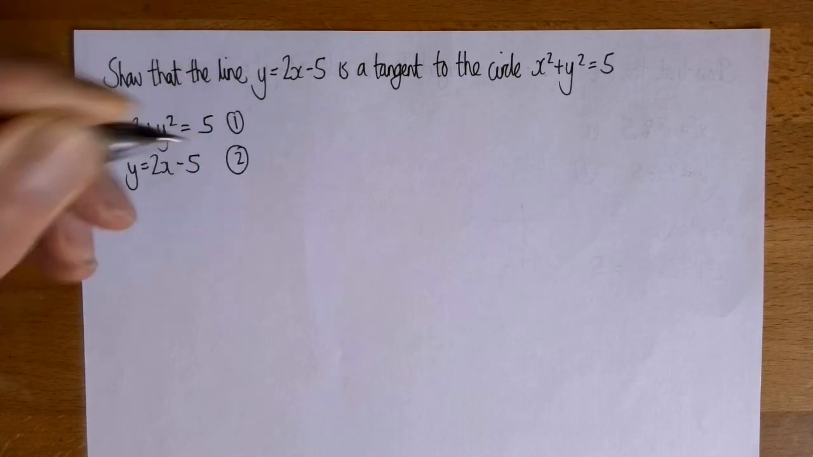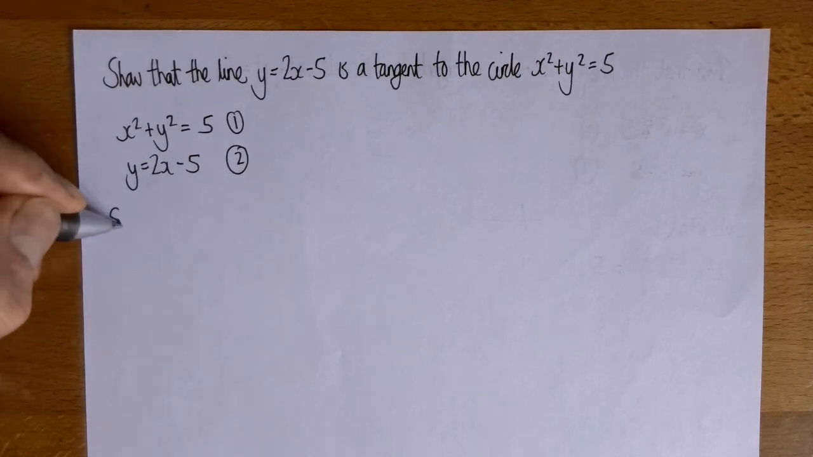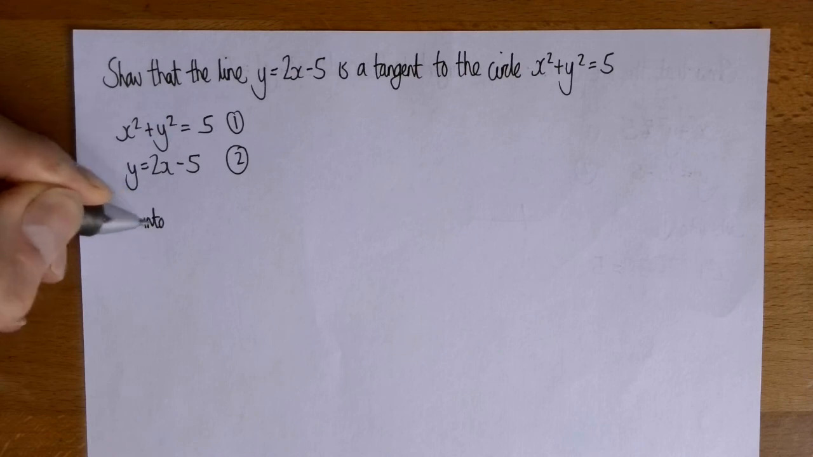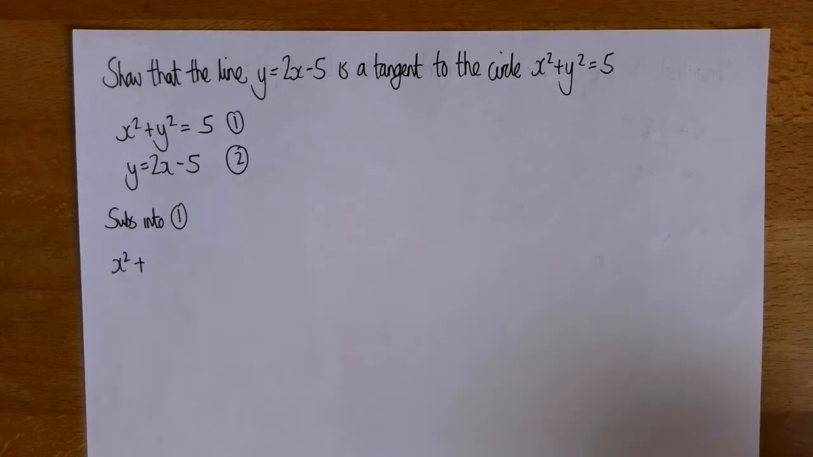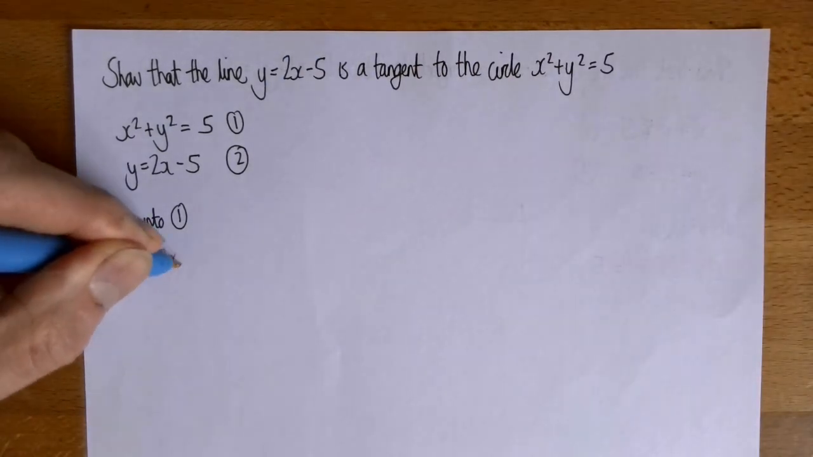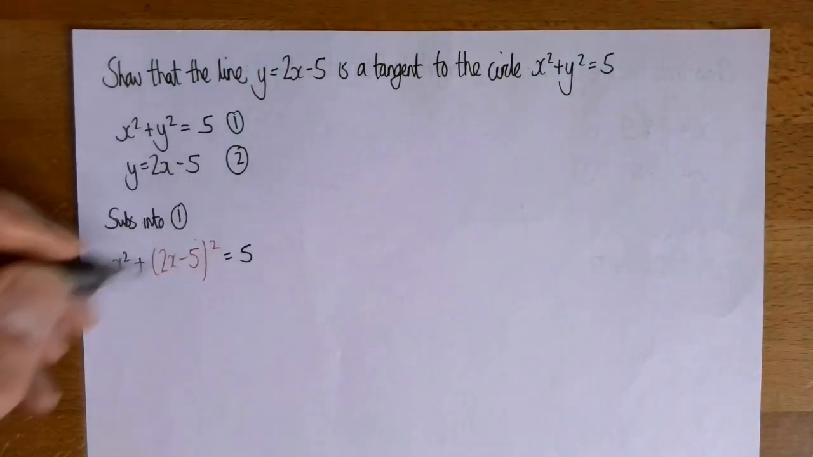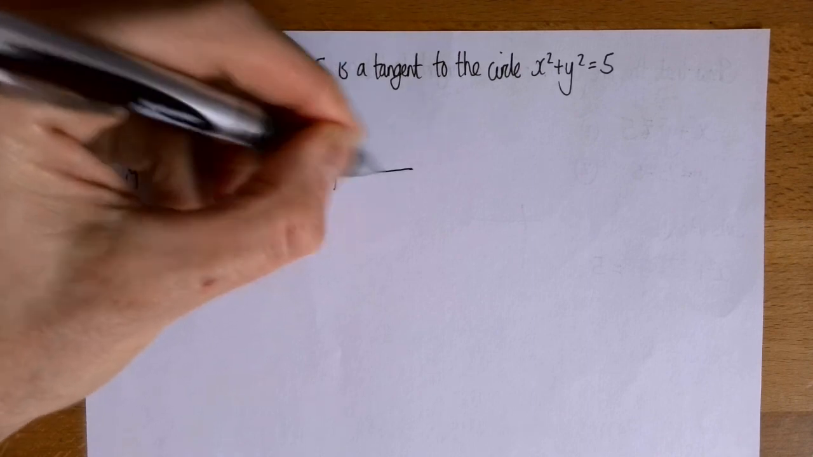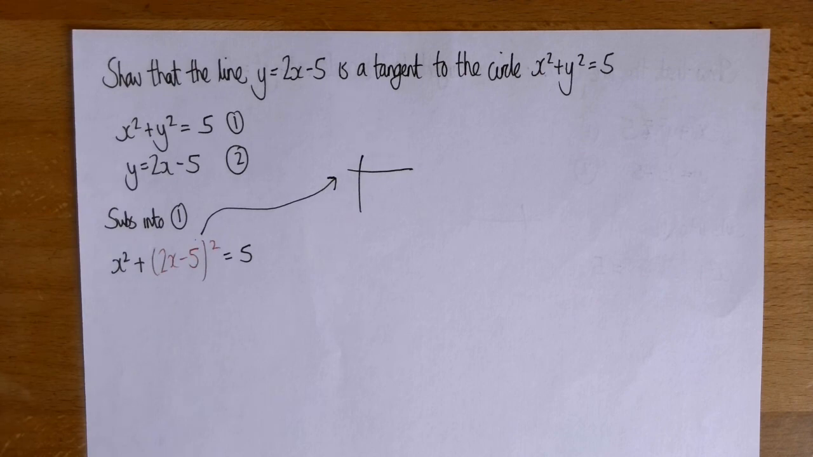Equation 1, equation 2. Equation 2 is already rearranged, so again that step isn't necessary. So I'm just going to substitute equation 2 into equation 1. So it's going to become x squared plus, instead of y, I'm going to write 2x minus 5. So 2x minus 5 squared equals 5. And then I'm going to expand that and sort it out and solve the equation. It should be one answer only. Don't forget to work out the y value.